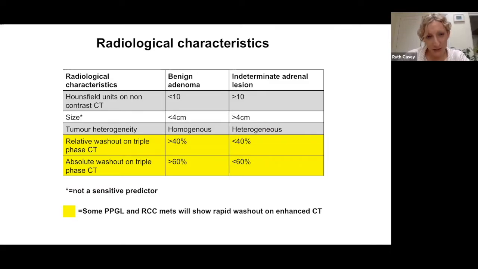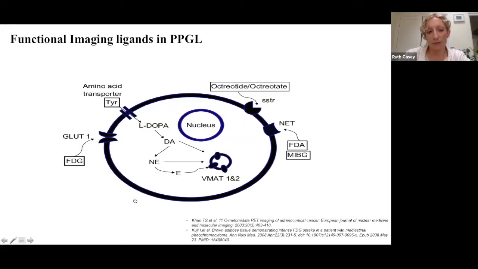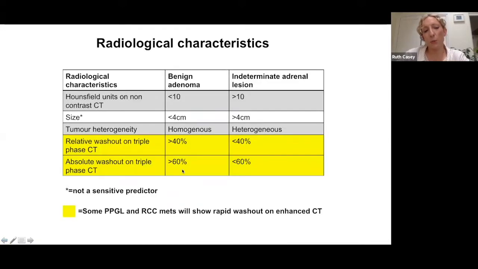Like everything in medicine, nothing is black and white, so there are some caveats to mention. We see rapid washout in pheochromocytomas because they are vascular tumors. So it's important to be aware of that because rapid washout in a pheochromocytoma may mimic a lipid-rich benign adenoma. Similarly, renal cell carcinoma metastases are also quite vascular. So they may also show rapid contrast washout, again, mimicking potentially a lipid-rich adenoma based on CT characteristics alone.